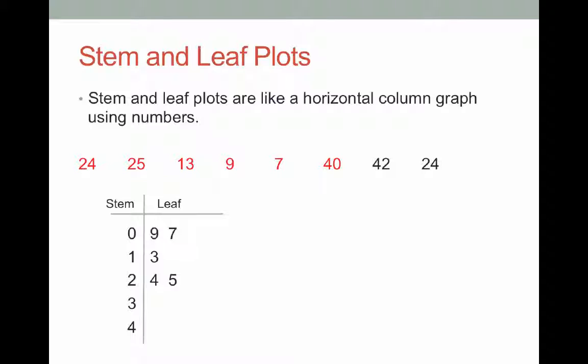How do you think I'll represent 40 in this stem and leaf plot? I'll put a 0 in the 4 row. For 42, I'll put a 2 in the 4 row, and for 24, I'll put a 4 in the 2 row. This is a stem and leaf plot, but it's not ordered just yet.